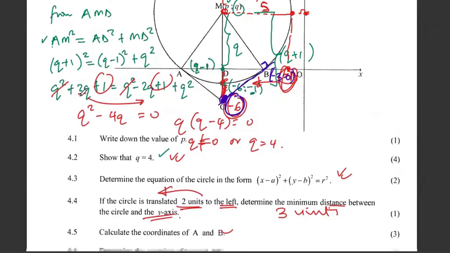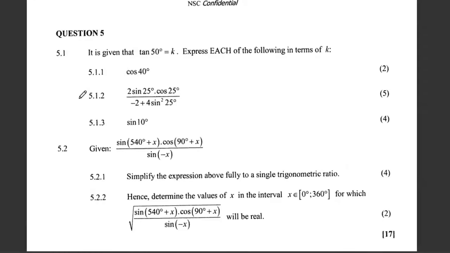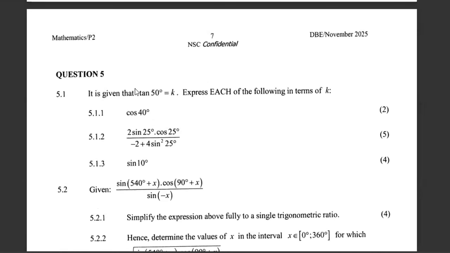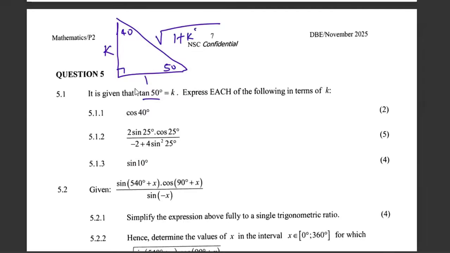Okay. Then question number 5. It's given that tan 50 is k. Express each of the following just in terms of k. So step number 1, you need to come up with a sketch. If that is our 90, if this is our 50, automatically that will be 40. Since tan is opposite over adjacent, which is k over 1, then the hypotenuse will be the square root of 1 plus k squared. So cos of 40, cos is adjacent over hypotenuse, so it's going to be k over the square root of 1 plus k squared.